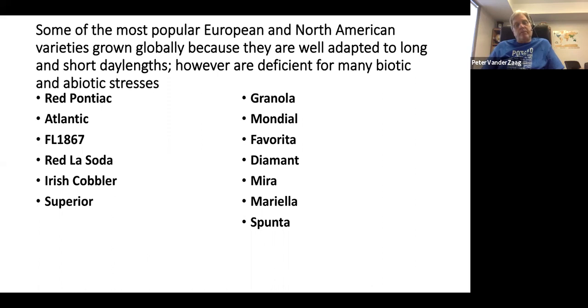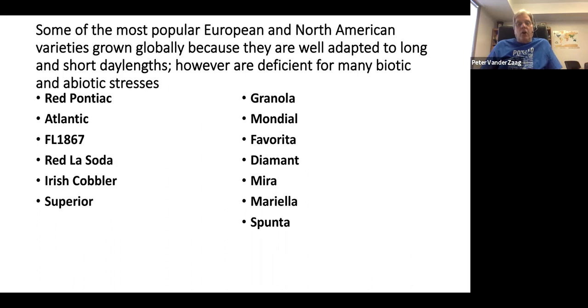And then there's the European varieties that you see on the right, like Granola, grown widely in Southeast Asia where there's more rainfall, like Indonesia, the Philippines, Sri Lanka. You have Mondial, you have Favorita, popular in China, Diamant, Mira, Mariella in Vietnam, Spunta in North Africa. These varieties have all been grown for many, many years and are hard to beat because they are so well adapted to the short day growing conditions of these environments.